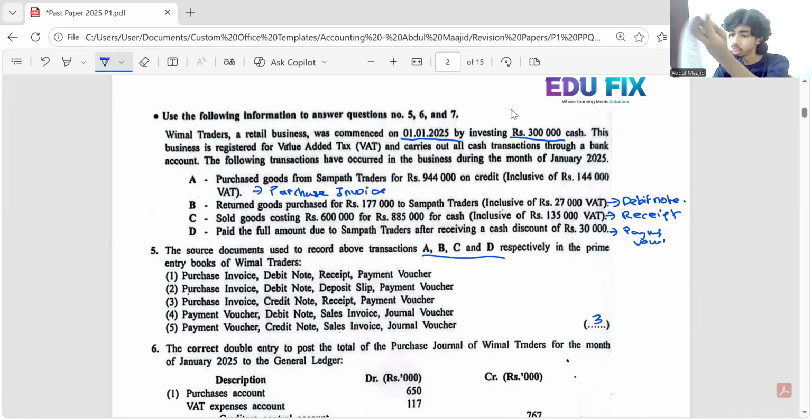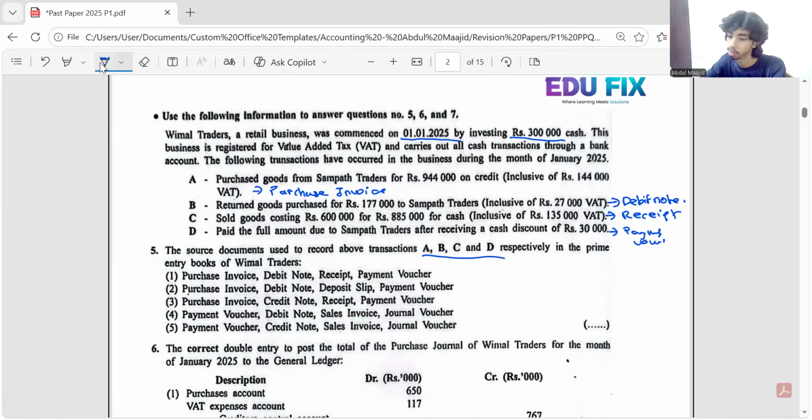Okay, then the sixth one. No, wait. Purchase invoice, debit note, debit... sorry. Then that's going to be answer number 1. Answer number 1. Okay.